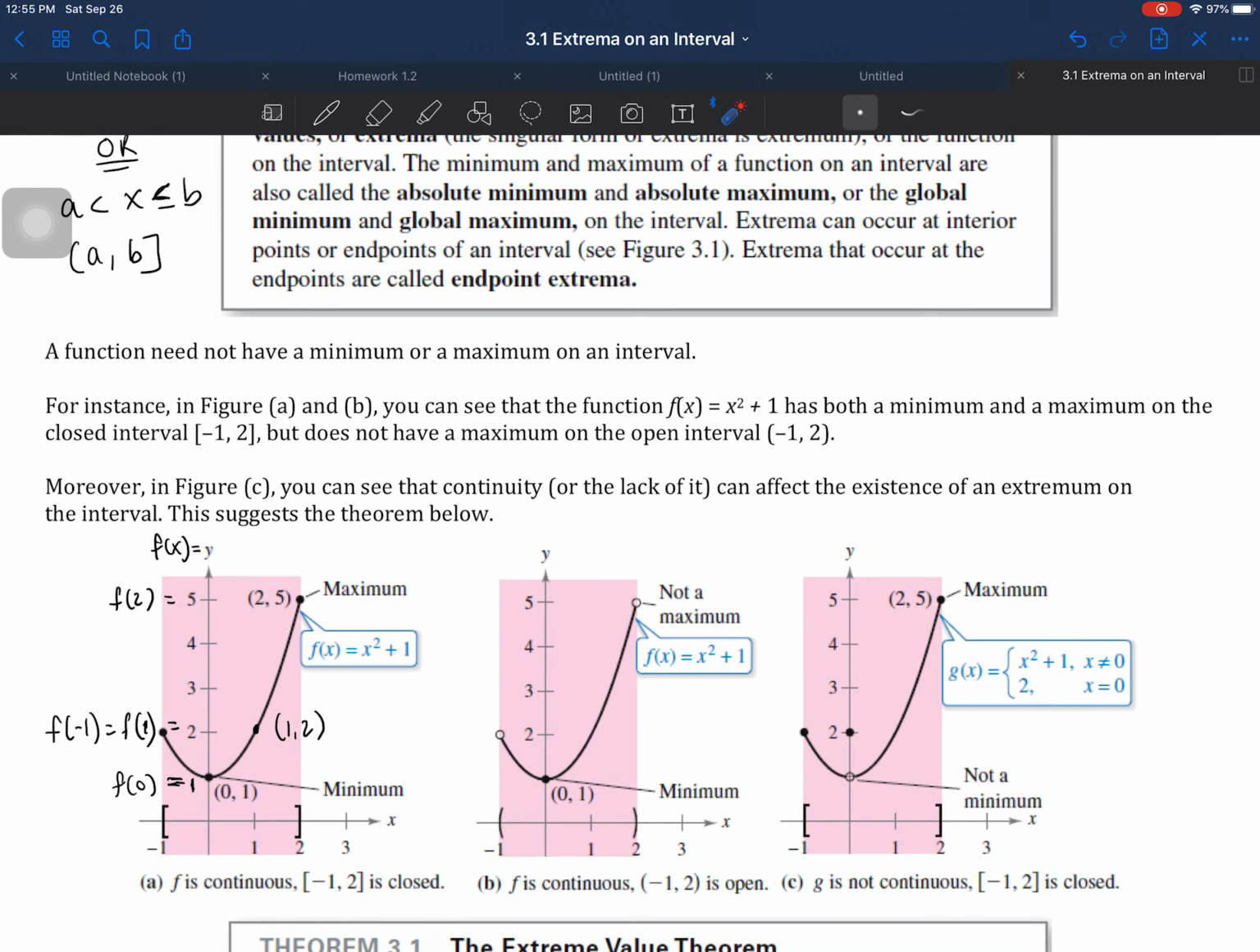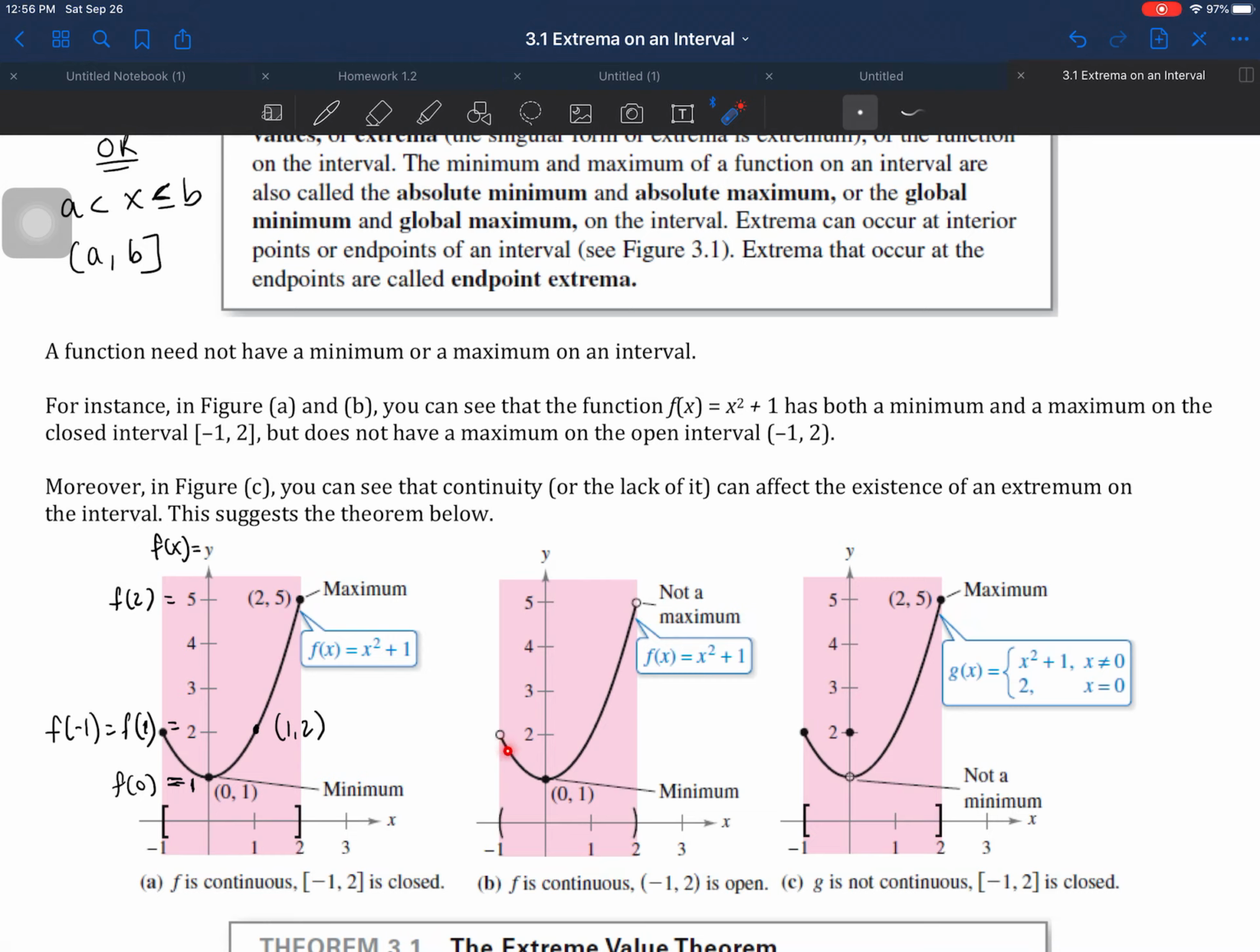So therefore, we can say that if there is an open circle on the graph, there is no maximum value here. Now, what happens for the minimum value? As we're trying to find the lowest point on the graph, just like the previous example, we do have a minimum value, and it happens at 0, and the minimum value is y equals 1. So there is a minimum value.